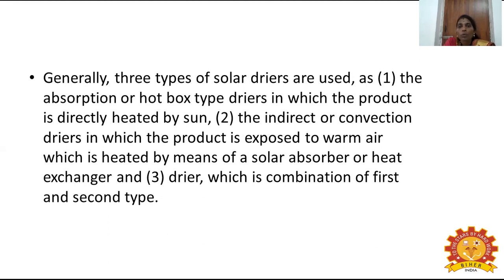Generally, three types of solar dryers are used. Number one, the absorption or hot box type dryers, in which the product is directly heated by the sun. Number two, the indirect or convection dryers, in which the product is exposed to warm air, which is heated by means of a solar absorber or heat exchanger. Number three, the dryer which is a combination of the first and second types.